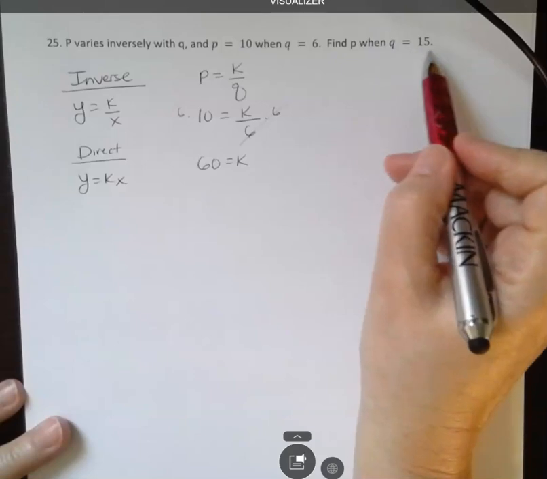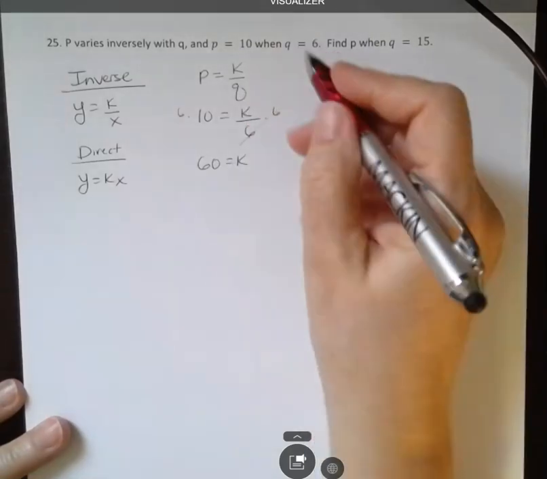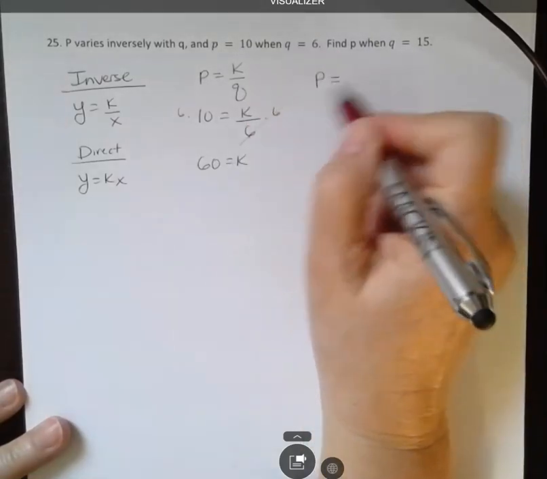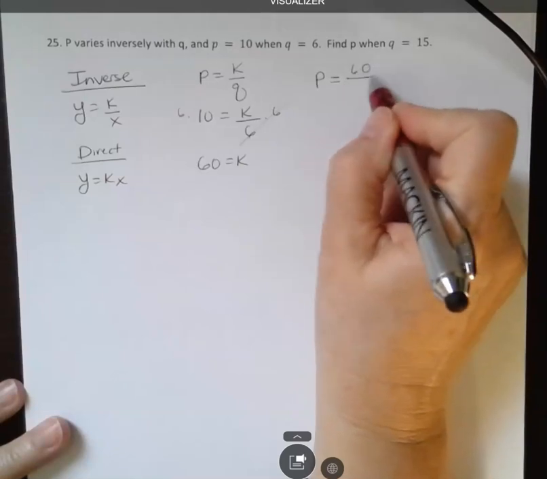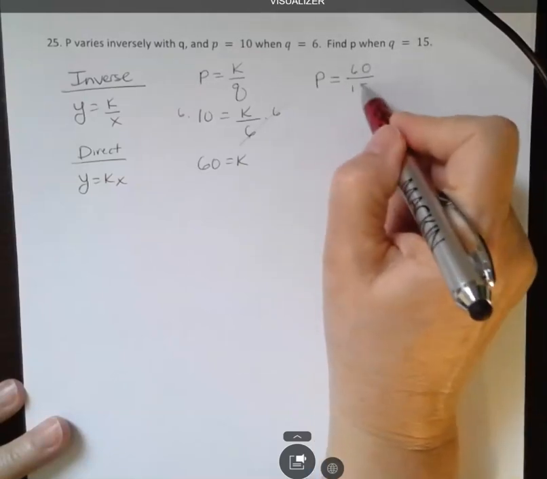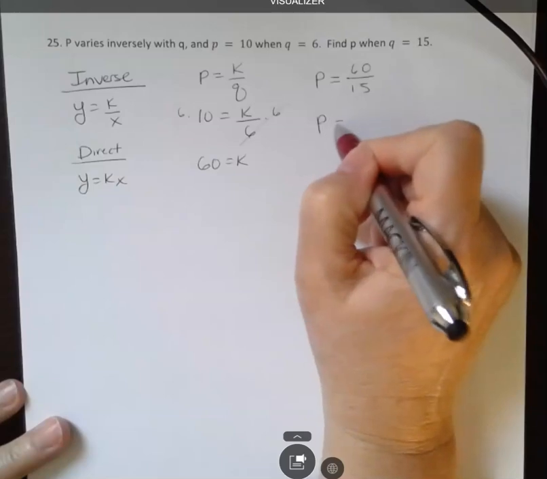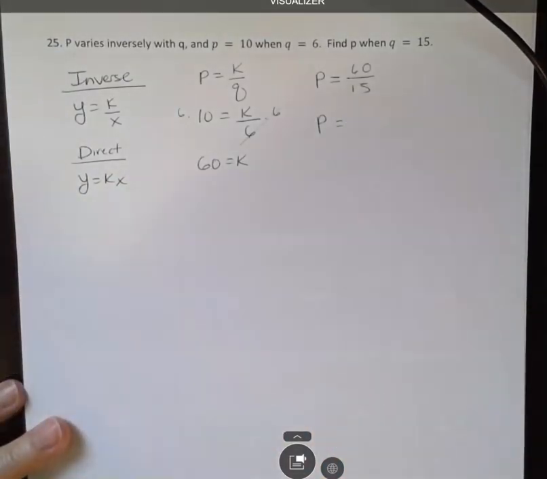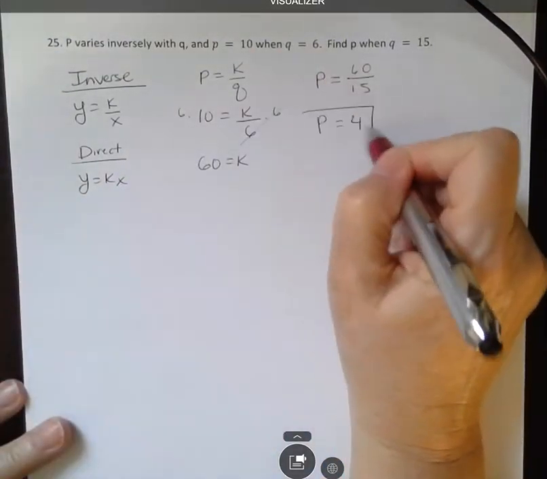Find p when q is 15. Now we know that k is 60, and we're given that q is 15. All we have to do is take 60 and divide by 15, which is 4, and that's the answer to that.